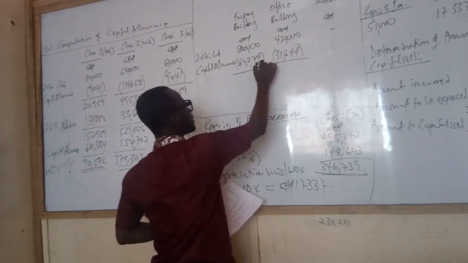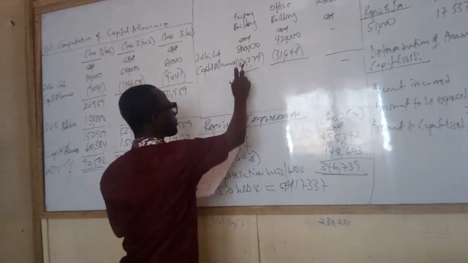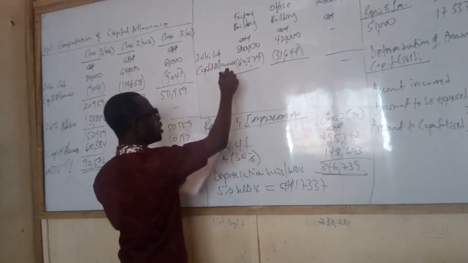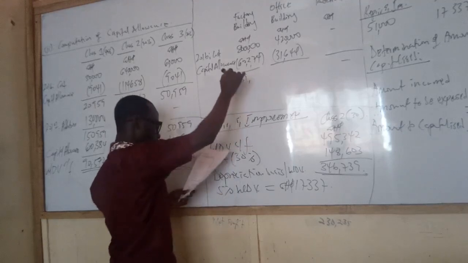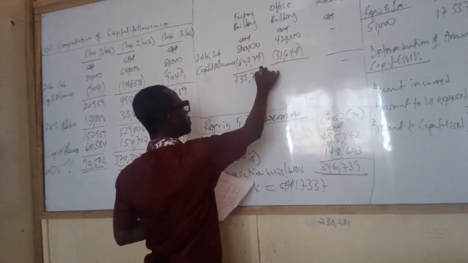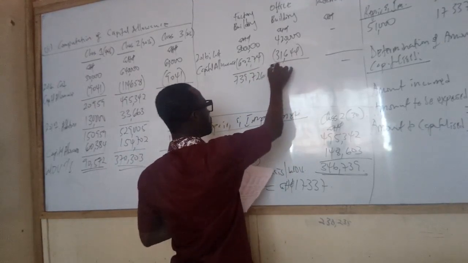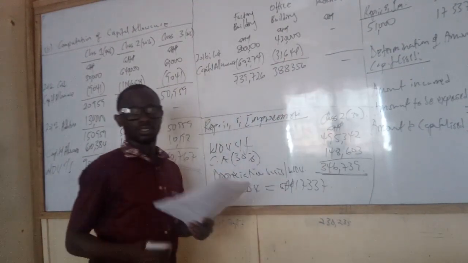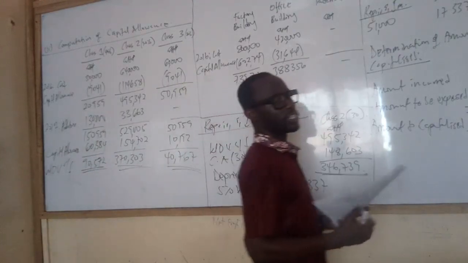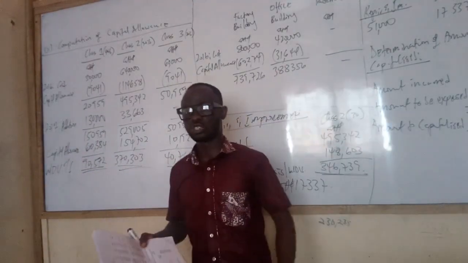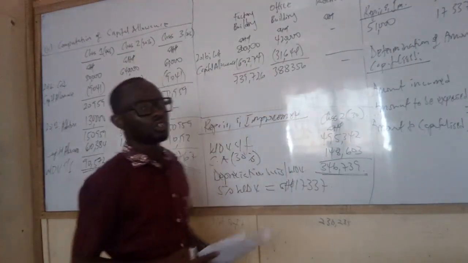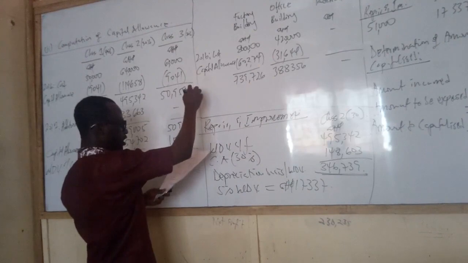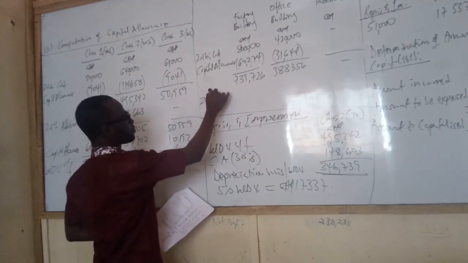So we subtract that, there'll be nothing here, and that is going to be 739,726, and then 388,356. So these are the written down value brought forward into 2017. So the next thing we need to do is to find out about 2017 and deal with the addition.